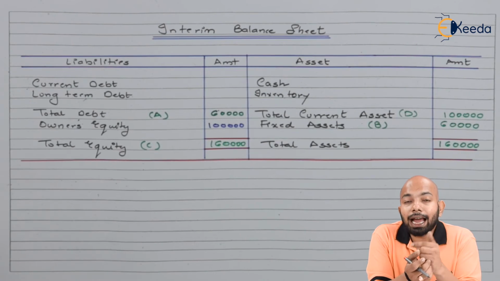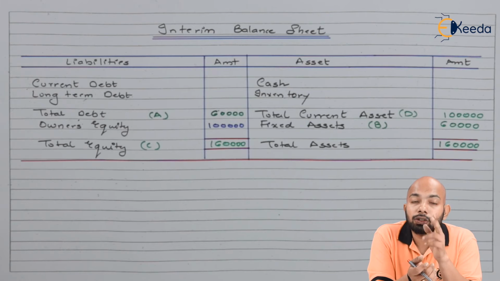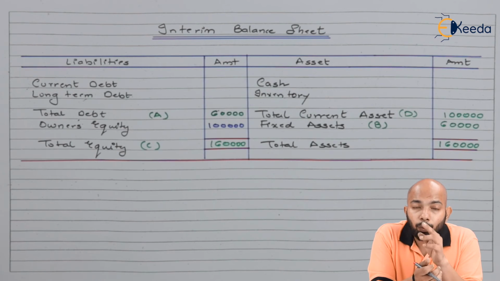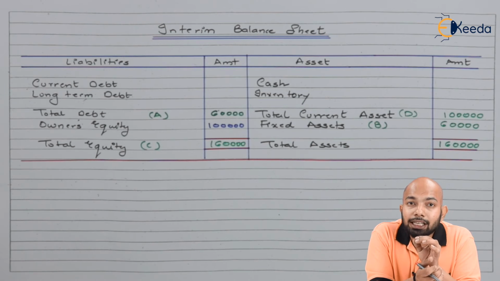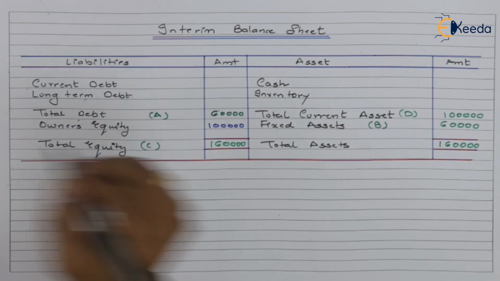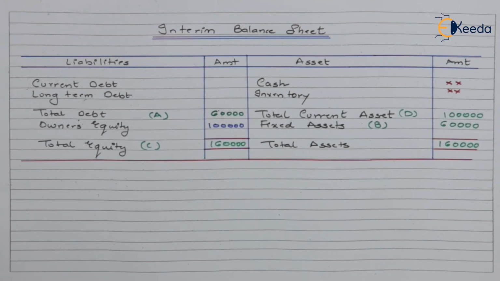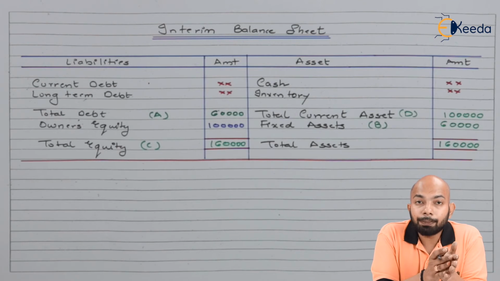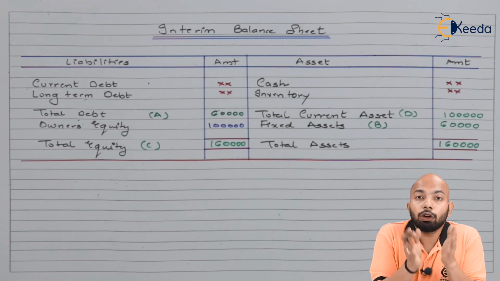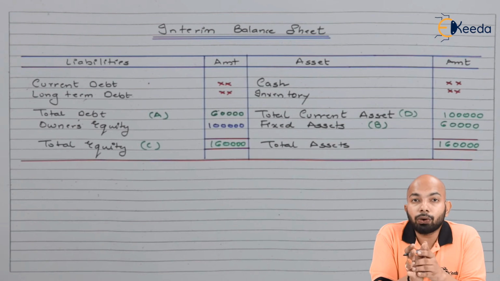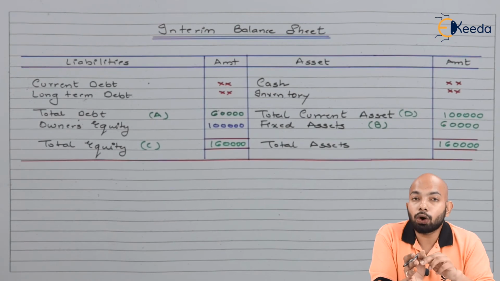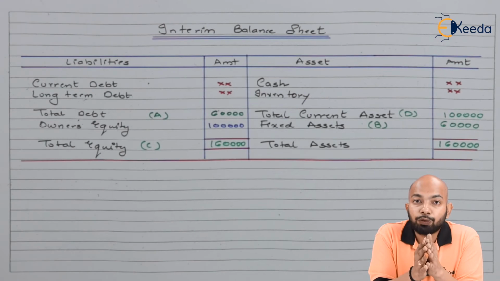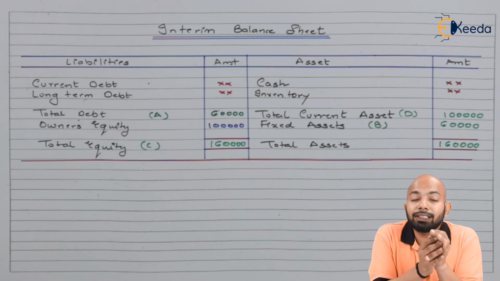Now inventory and cash are a part of current assets. Whatever, if you see inventory and cash, that is supposed to be found out, let's cross mark them. So the total of cash and inventory will be equivalent to the total current assets here. And the total of current debt and long-term debt will be the total of all debts. So total debts, whatever amount it is, will be equivalent to the current debt and long-term debt here. So that is the missing figure that we have to find out. Wherever the red cross mark is, that is something that we have to find out now.